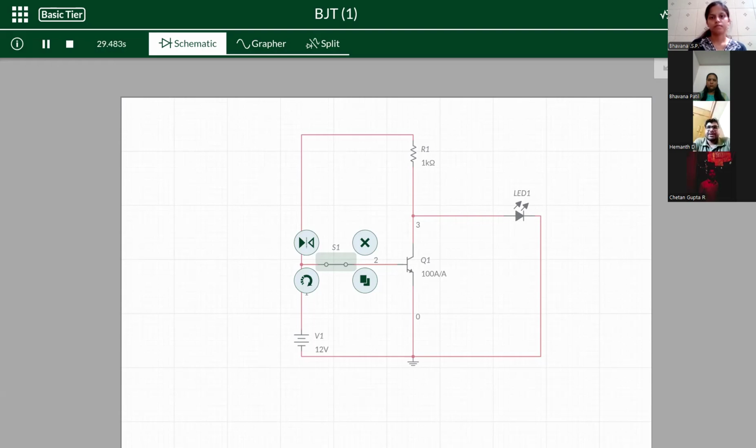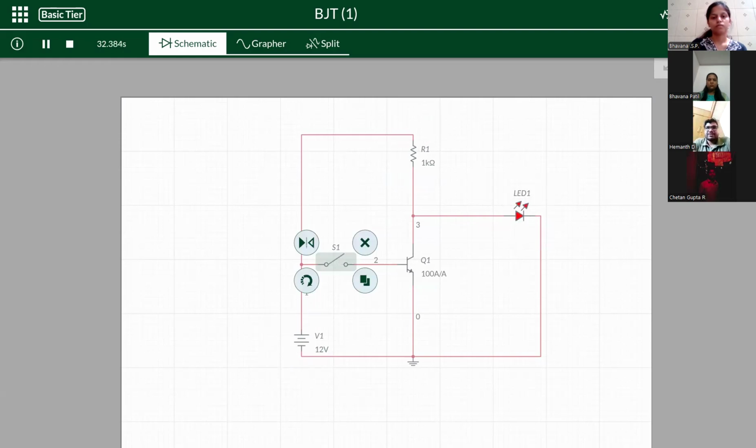Now I am going to explain the methodology of the BJT. Assemble a circuit that consists of a 12-volt DC supply, a 1 kilo ohm base resistor R1, a push button switch S1, an NPN BJT, and an LED in series with the collector. The push button and resistor connect to the transistor base. When pressed, S1 allows a small base current which controls a larger collector-emitter current.